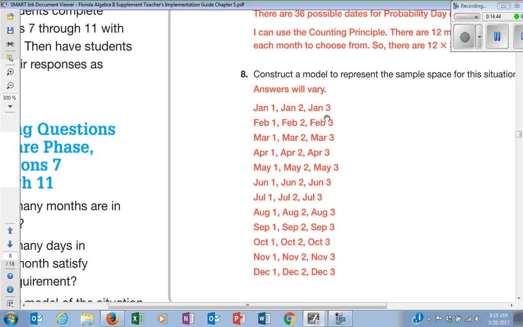If they ask you to do the tree, you could do the tree on it. You would have 12 items at the top with 3 branches off each of those 12. So it would go January, and then off of it would be 3 branches, 1, 2, 3. February, 3 branches. So either way, it doesn't matter, as long as you understand it, we're good.